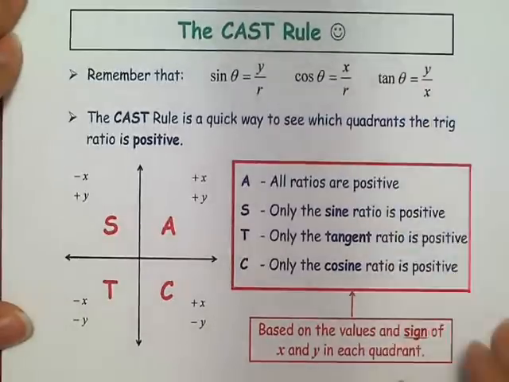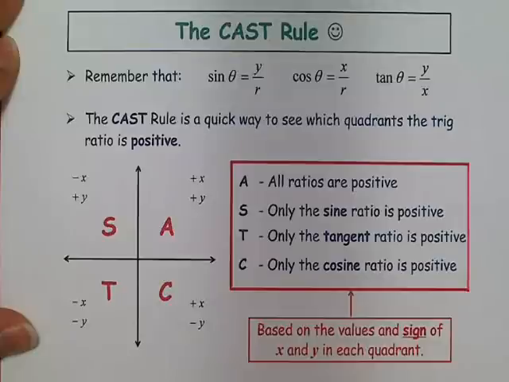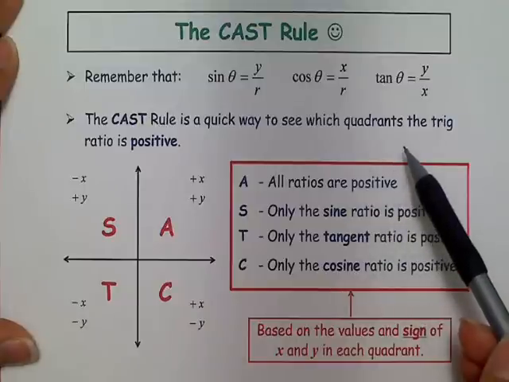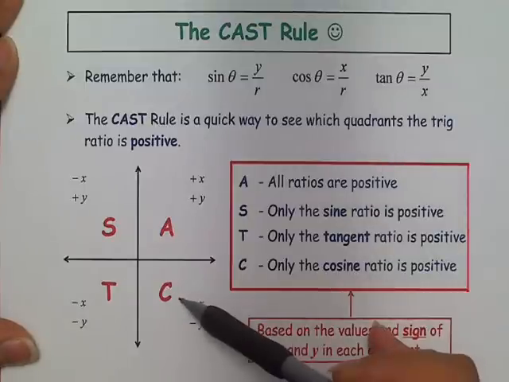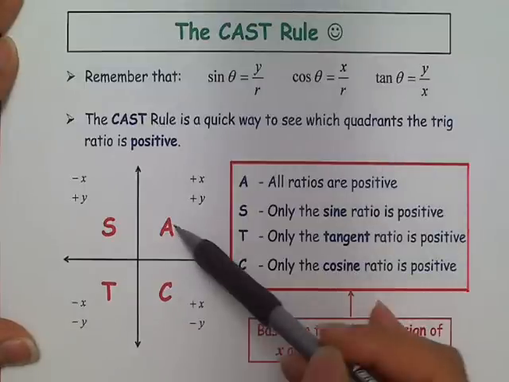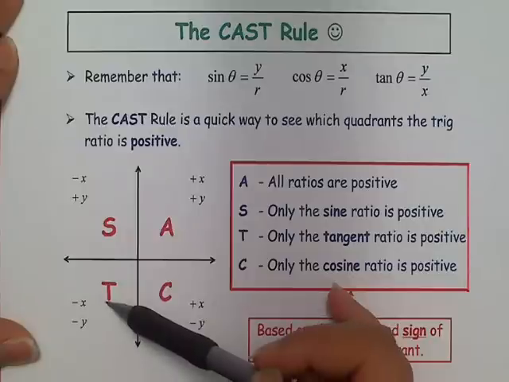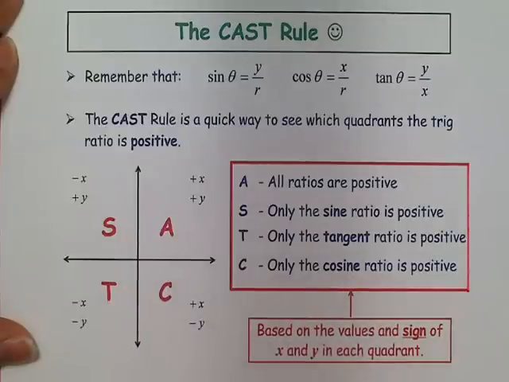Now we are going to also be referring to the CAST rule when we're looking at the special angles. So remember the CAST rule. The CAST rule tells you in which quadrants the trig ratio is positive. So cosine is positive in quadrant 4, all of them in quadrant 1, sine only in the second quadrant, and tan only in the third quadrant. So we are going to be making reference to the CAST rule.